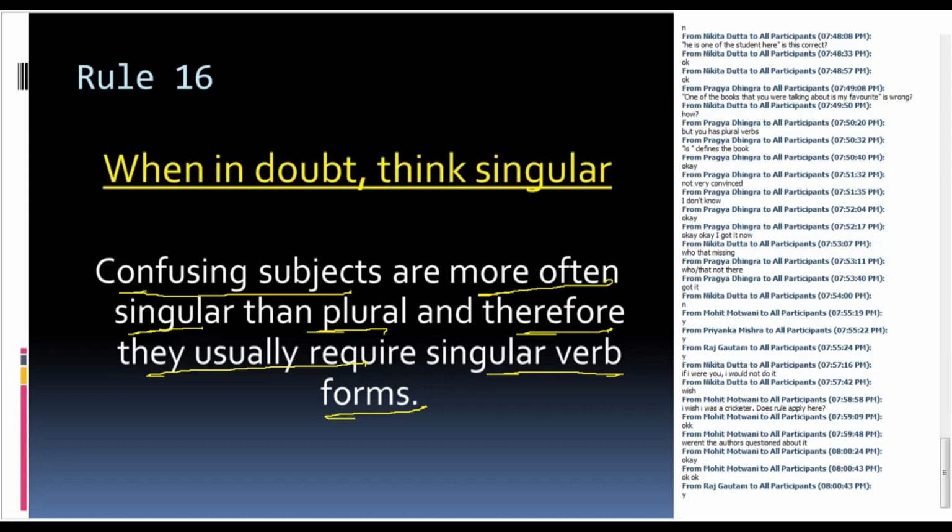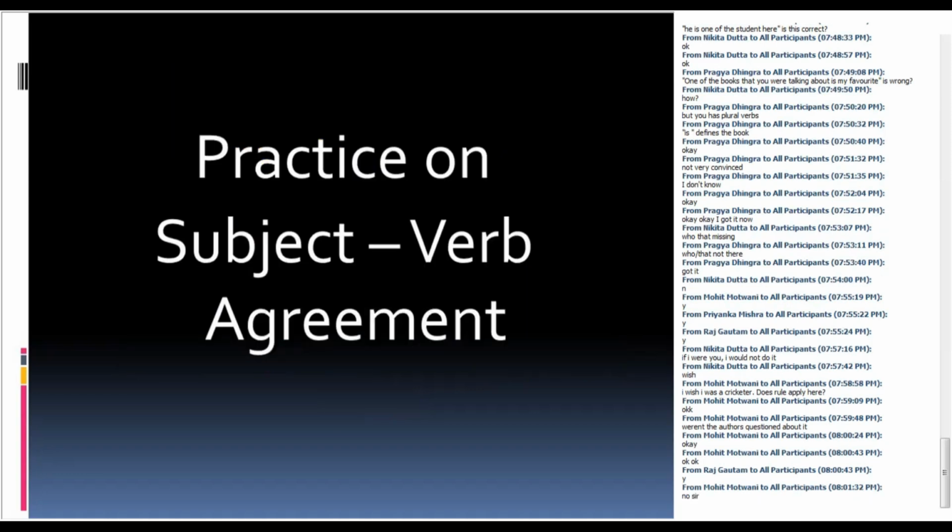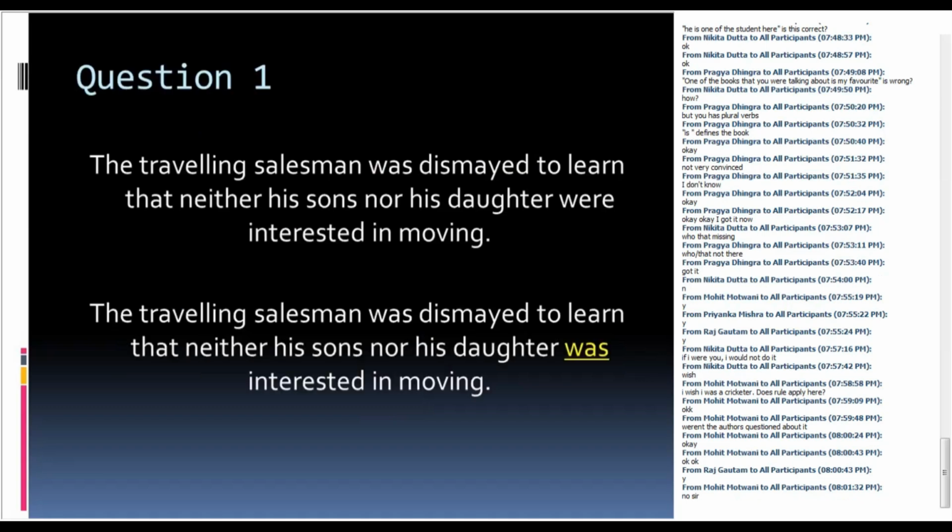Anything you did not understand? Okay. So I'll show you some example sentences over here. You can see the traveling salesman was dismayed to learn that neither his sons nor his daughter were interested in moving. He's using neither nor. One is plural, one is singular.